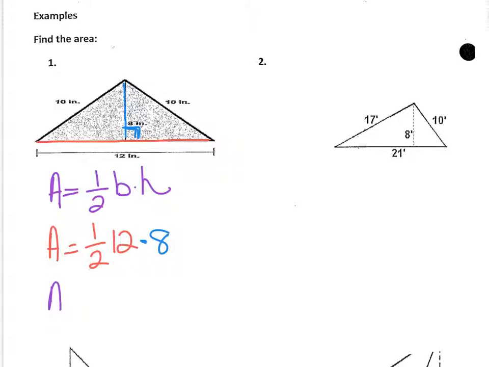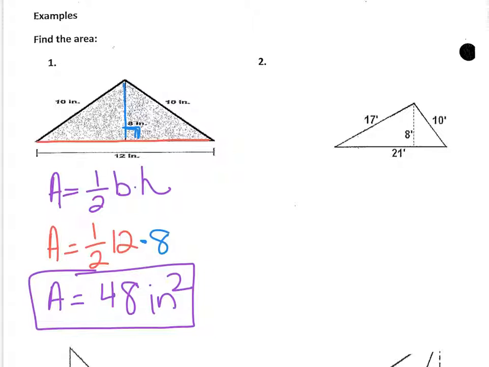So then I'm going to go ahead and work it out. 1/2 of 12 is 6, and 6 times 8 is 48. So our answer is 48 inches squared. So the area of this triangle is 48 inches squared.